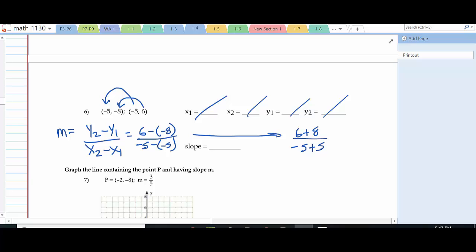That's undefined, isn't it? If it's undefined, what does the line look like? It's vertical, exactly. So that's just 14 over 0, so undefined is what the answer would be. That's how that goes. So that's the second thing: get comfortable with the slope formula.